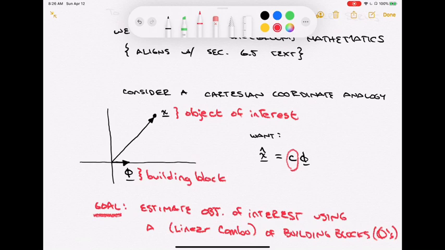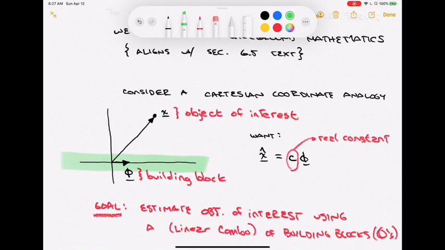So let's think about what that might look like. If I scale my phi, that just lets it go either forward or backwards. In this particular case, the c is just some sort of real constant. So we can think of this c as being a real constant. That's what we'd like to think about in this particular case for this Cartesian coordinate analogy. So we are going to be able to scale that guy, but we can't change where the building block, the phi, lets us live. And in that case, I'm going to do this in green: phi lies along the horizontal axis.